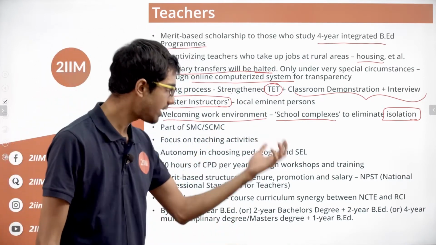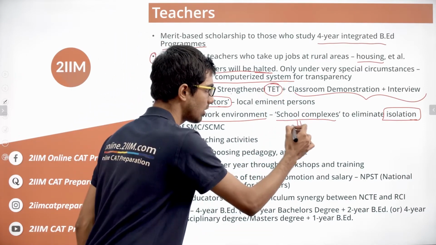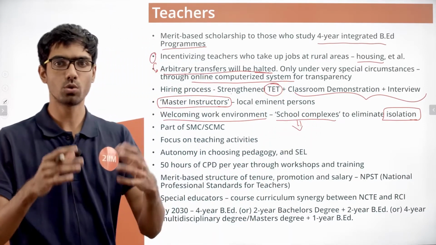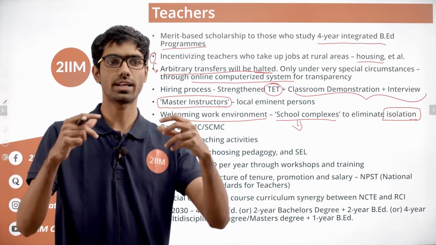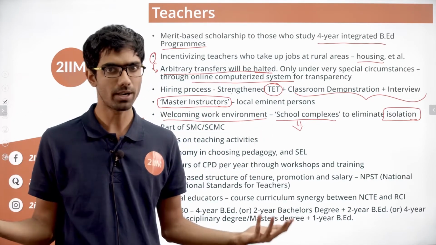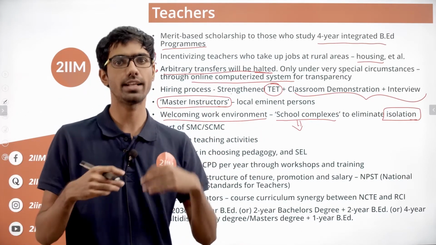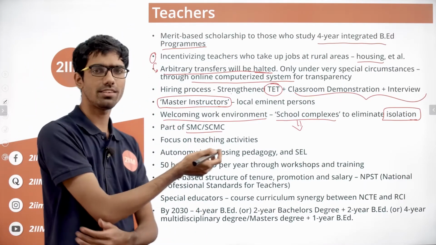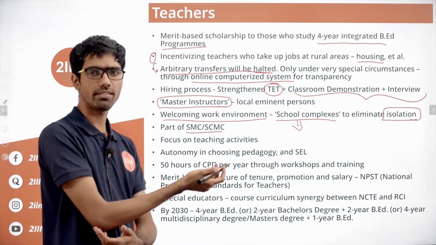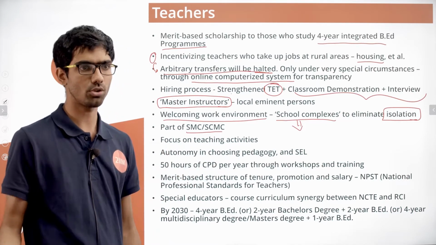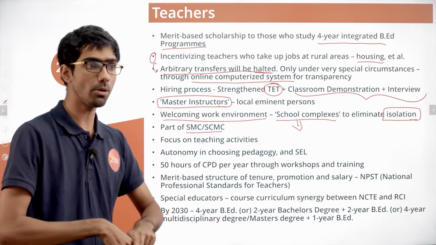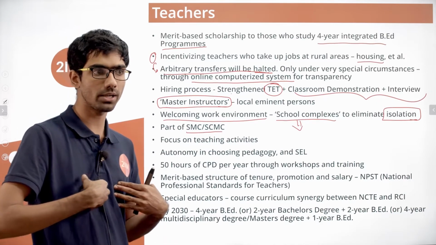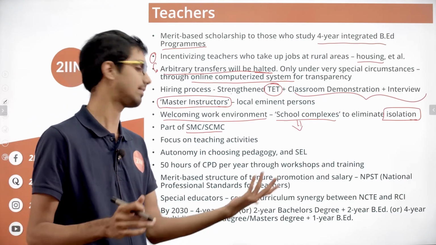Again, there are going to be certain intricate nuances about what constitutes school complexes. The school complexes should contain schools that are not more than 5 to 10 kilometers apart. That is one basic criterion that is laid forth. Part of SMC, SCMC, what are SMC and SCMC? School management committees and school complex management committees, so that the teachers get to be a part of administration, get to interact with the various stakeholders like parents, etc.